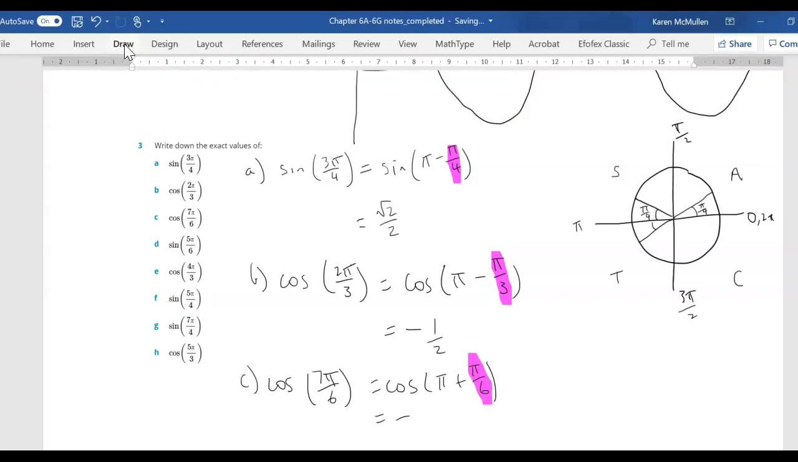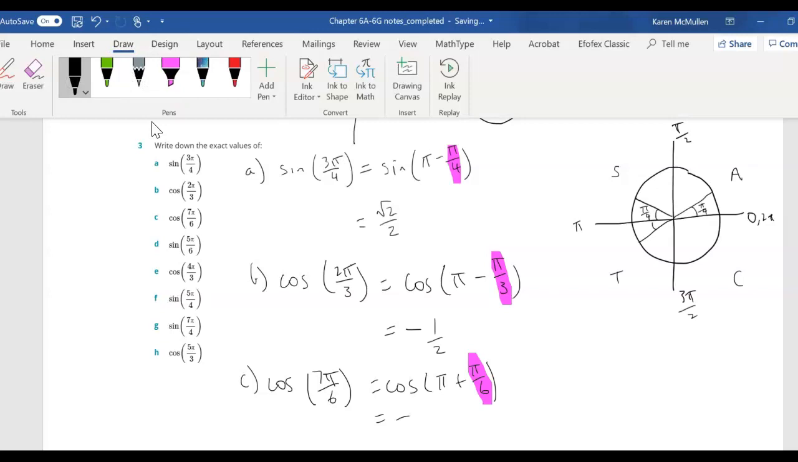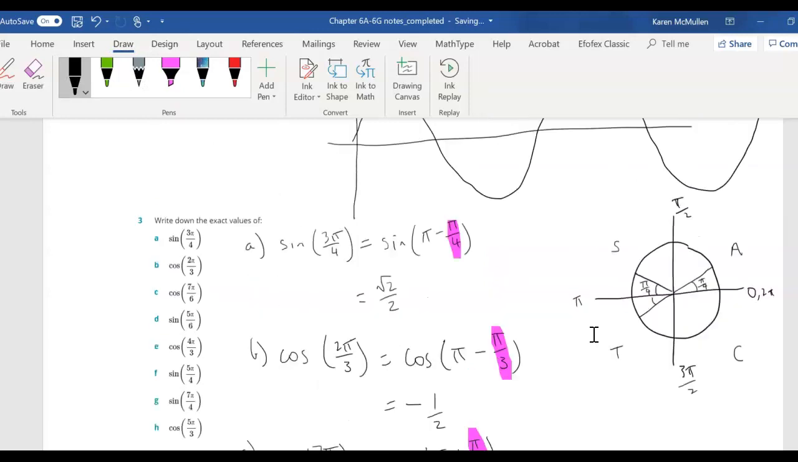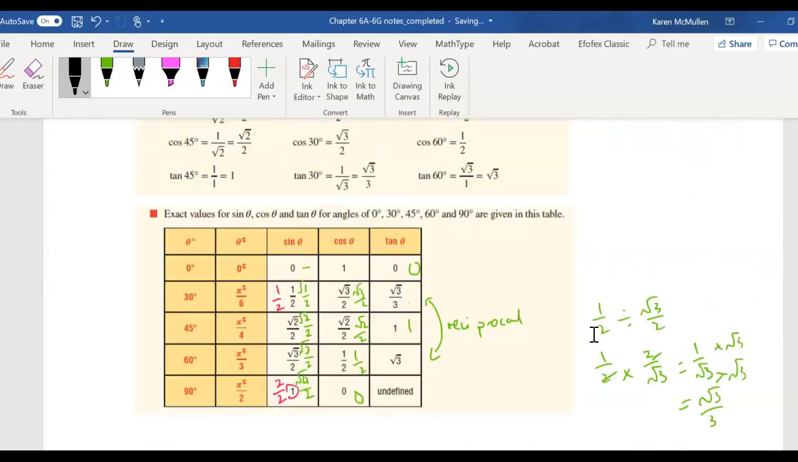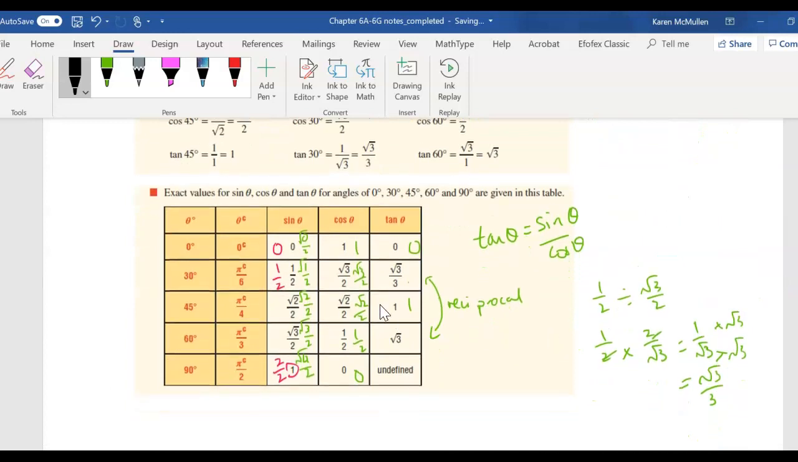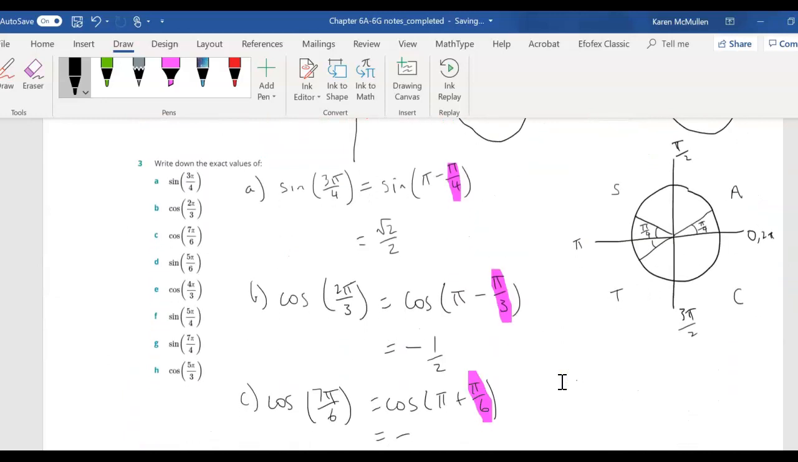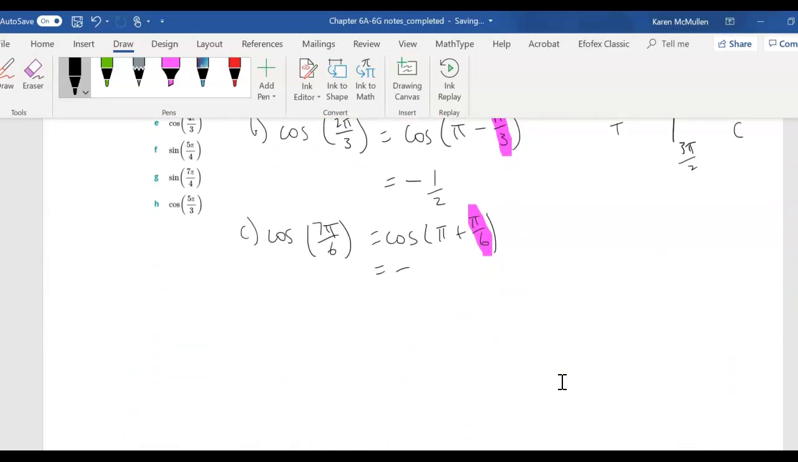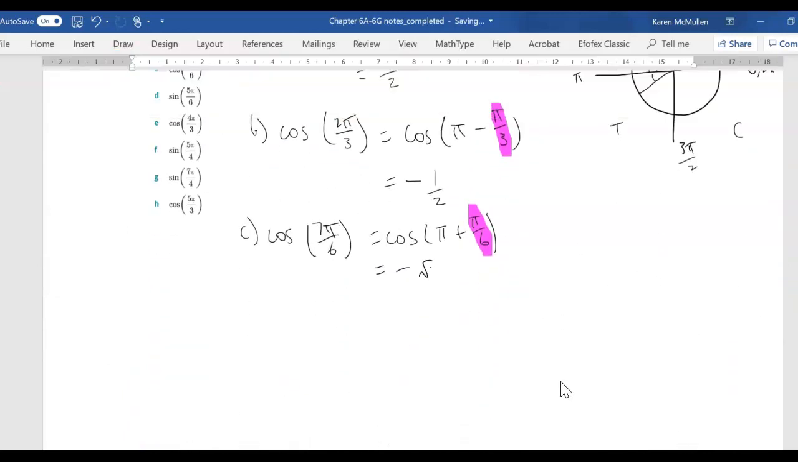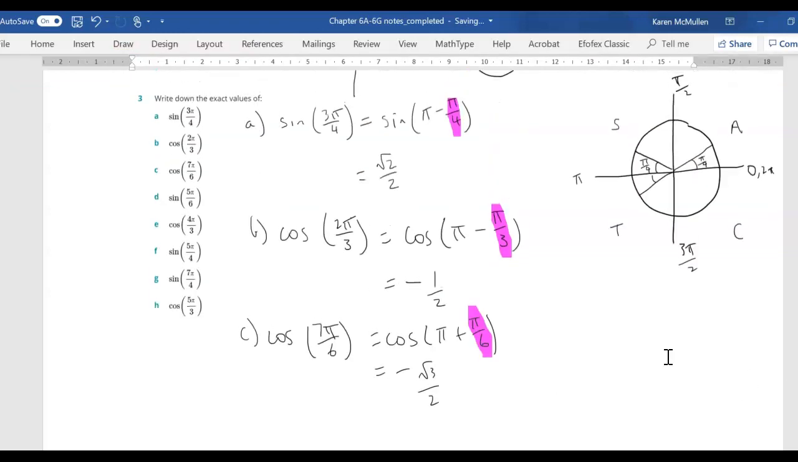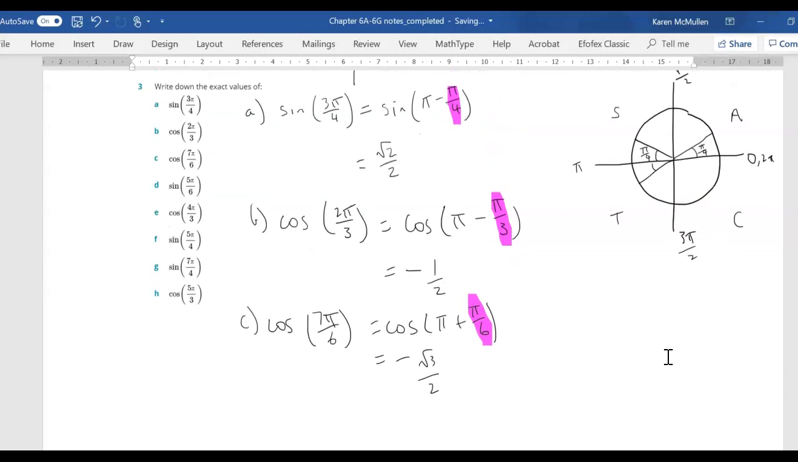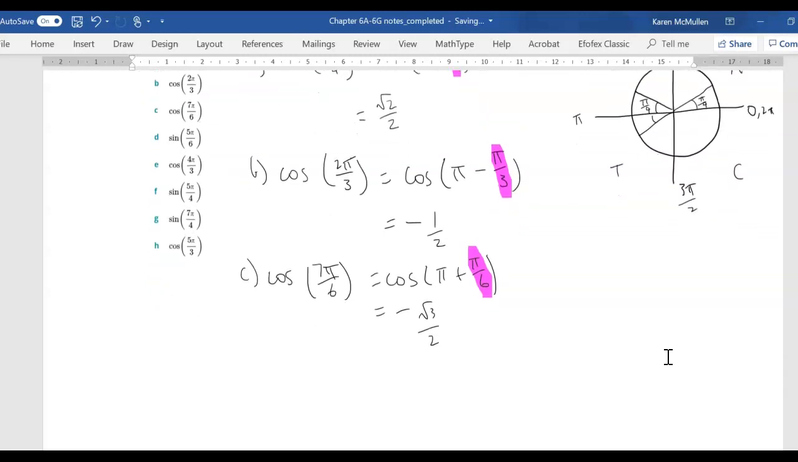So we go back to our, what do we call it? Table. Cos pi on 6, root 3 on 2. So you need to remember these reference angles. Okay, so with extra practice, you'll remember them. So negative root 3 on 2. All right, let's move on to, I'm just trying to see if there's a bit of a harder one there.